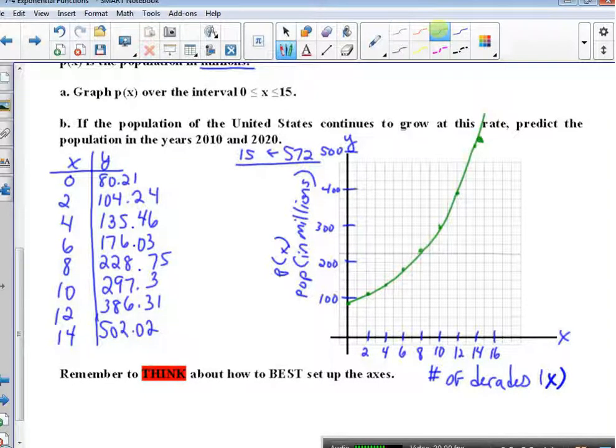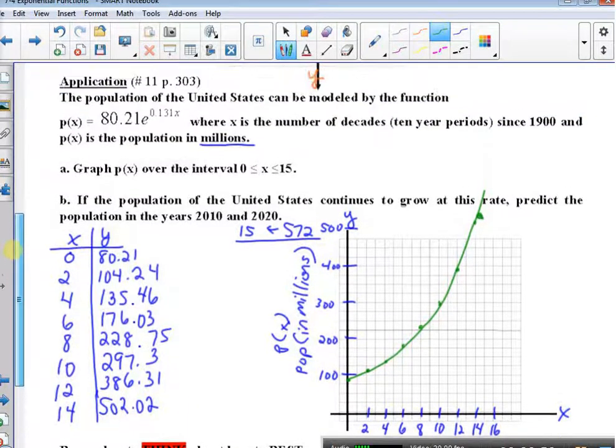If the population of the United States continues to grow at this rate, predict the population in the years 2010 and 2020. So 2010, so let's think about this. X represents the population in decades, 10-year periods. So if we take a look at this, 0 represents the year 1900 because it says number of decades since 1900. 1 decade would be 1910 because that would be 10 more years on to 1900. 2 decades, so this is what X is and this is the years. So 2 decades would be 1920.